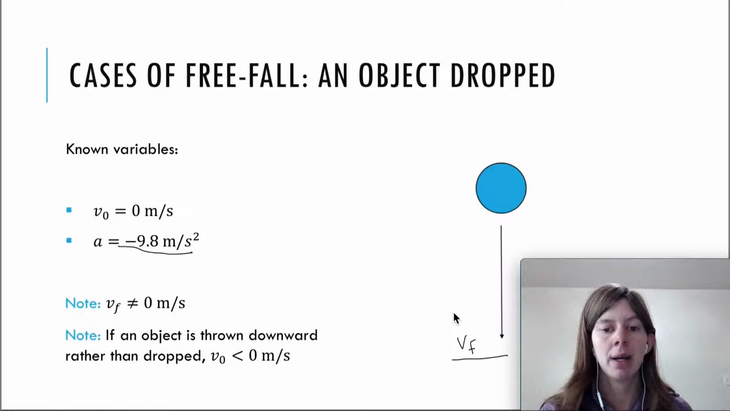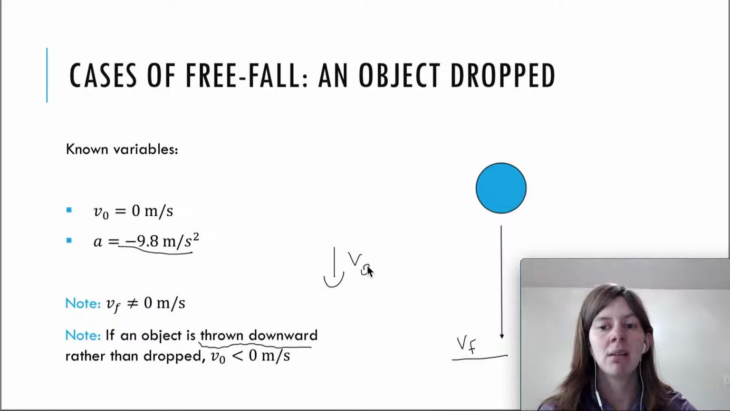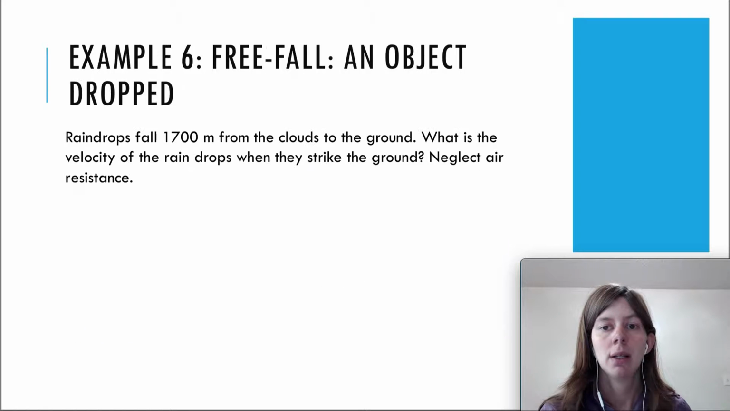And the other note I made here is that if you do have an object thrown downward, so it's going to need to say these words here, then the initial velocity is not 0, but if it's thrown downward, that means that the initial velocity is downward, which means it's negative or less than 0. So in case you do have one of these cases, make sure that you do give the object an initial negative velocity.